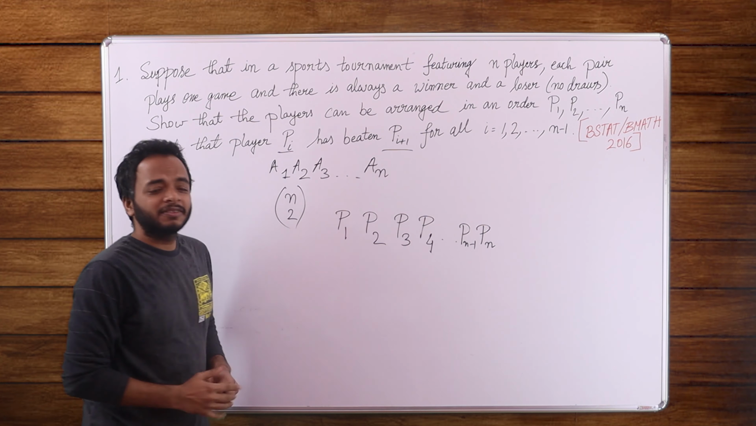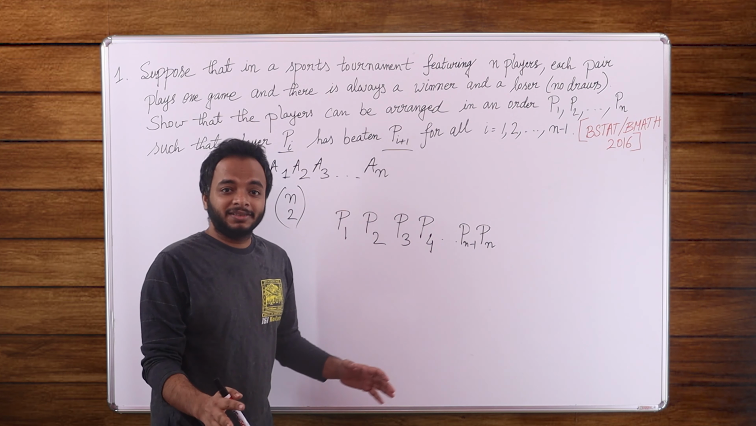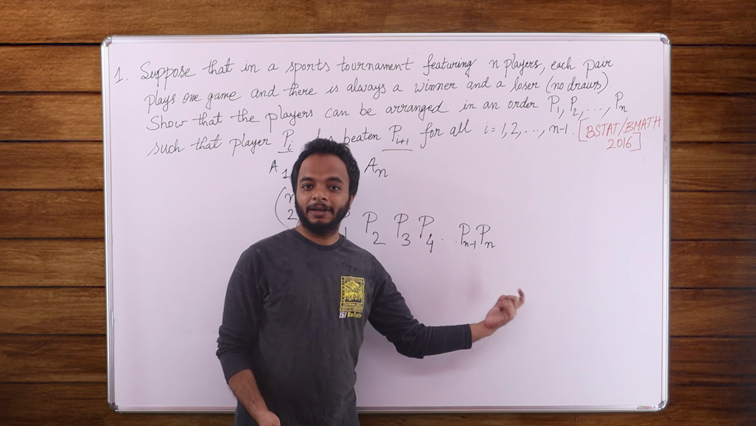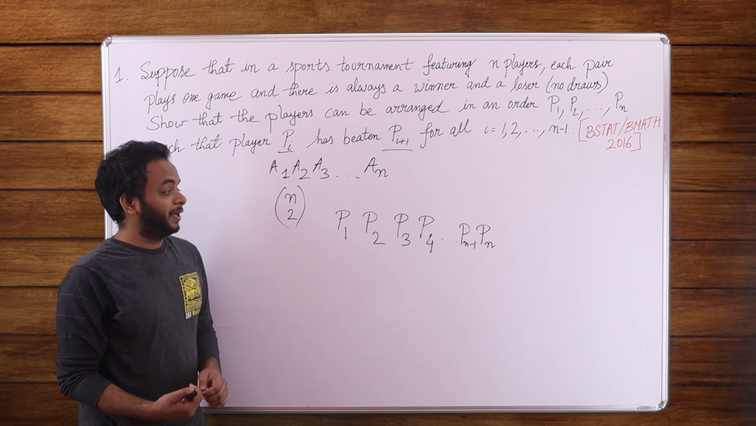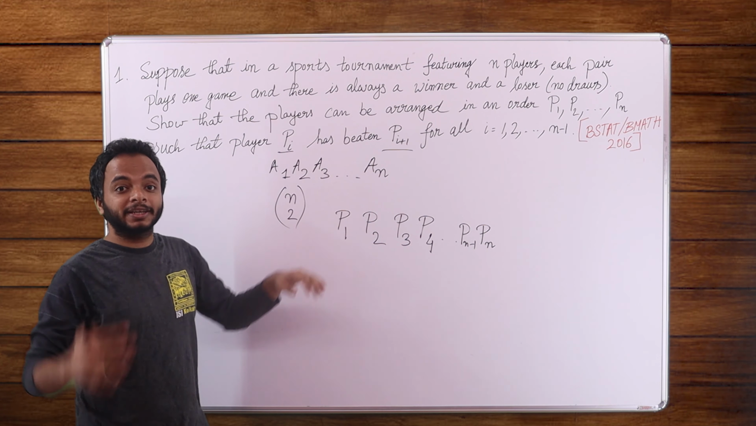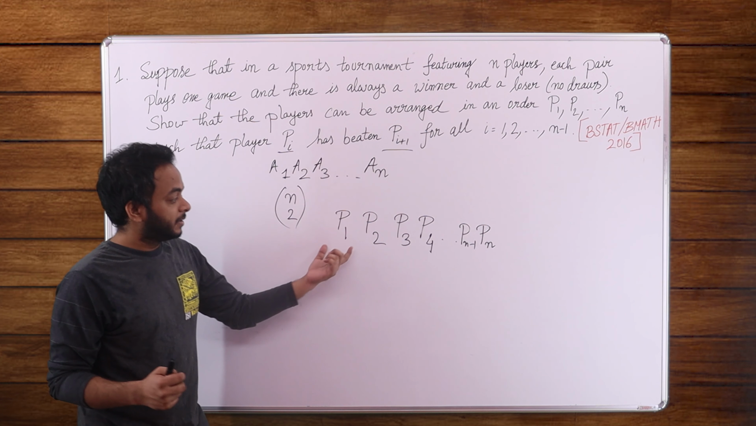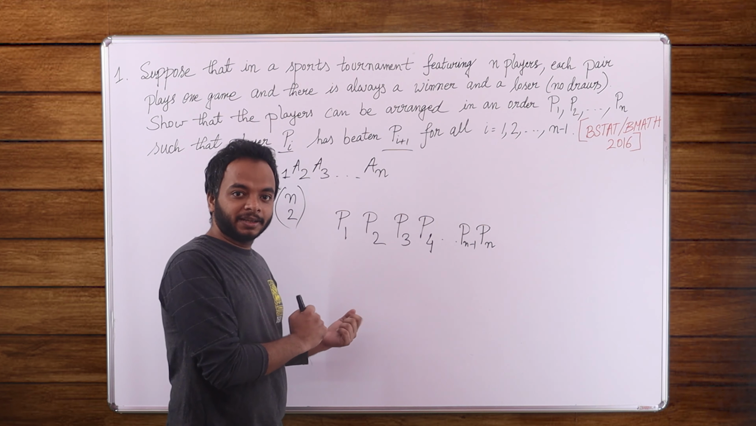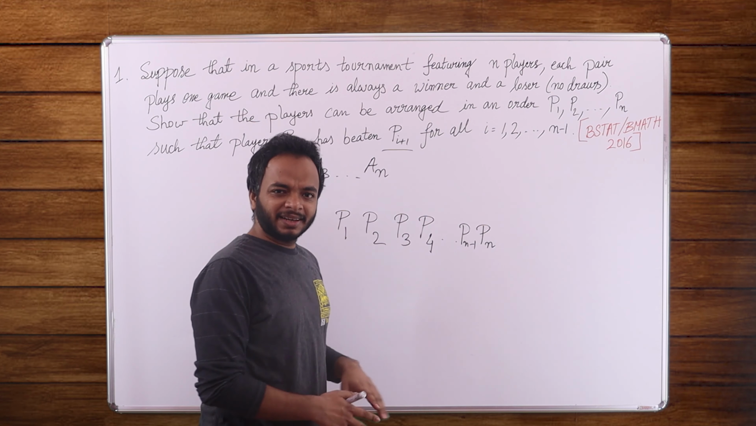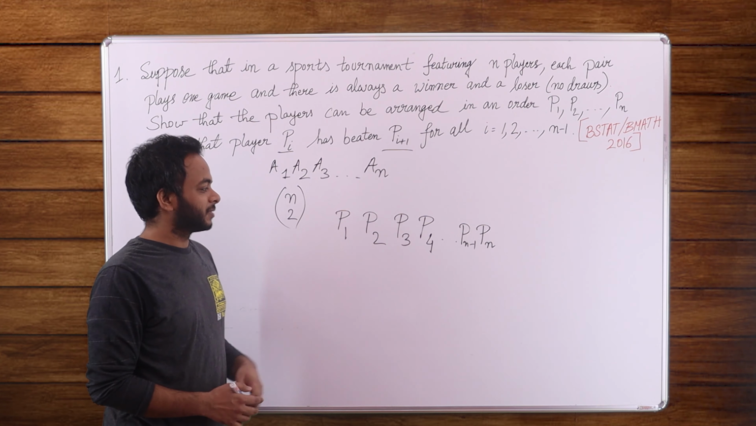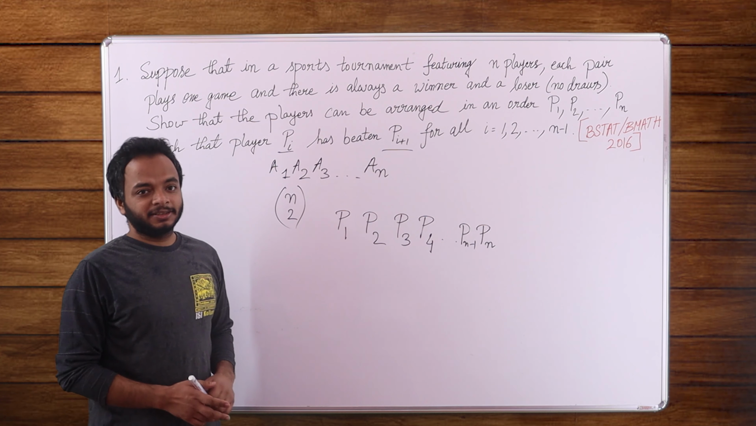Now you can think of simple cases. Suppose there is a player whom everyone has defeated, then you can easily put that player at the end, right? And suppose there is a player who has won all the games he or she has played, then I can put that player at the beginning, right? But what about the middle players? There are n players, so how do you attack this problem?